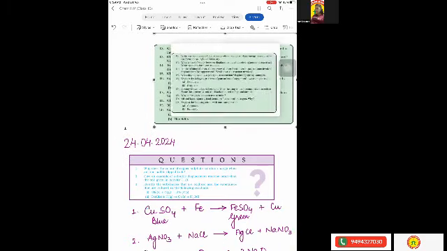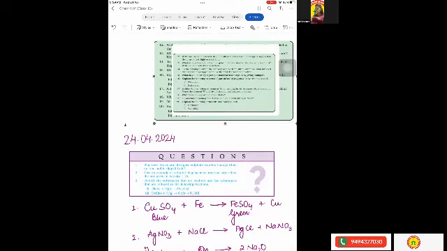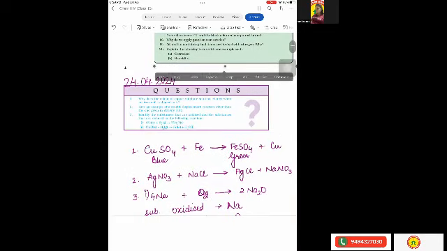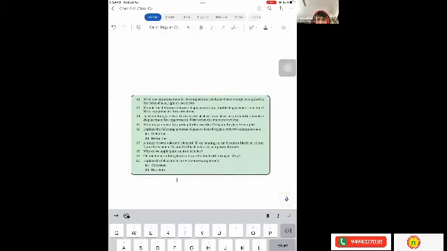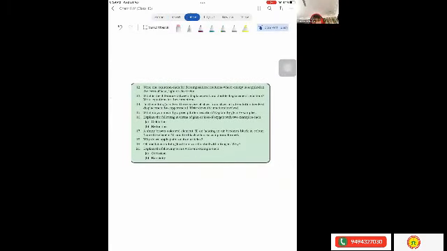Subhansh, can you tell me? Ma'am, I knew the form of electricity, not of light. Who knows for light? Ma'am, I know. Okay, go ahead, tell me. Ma'am, 2AgCl gives us 2Ag plus Cl2. Very good. That's absolutely correct.